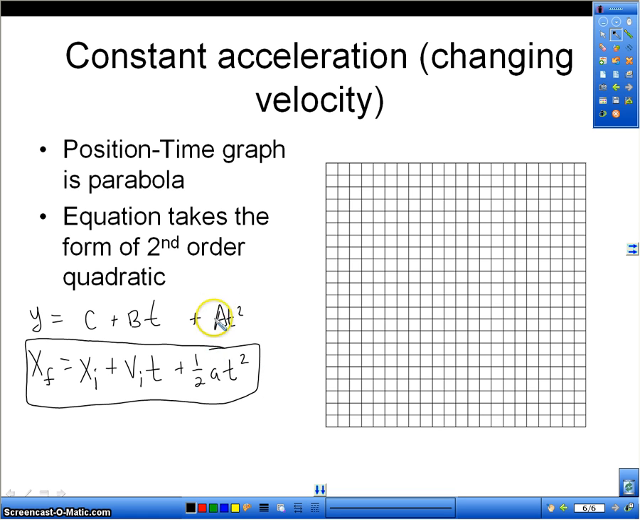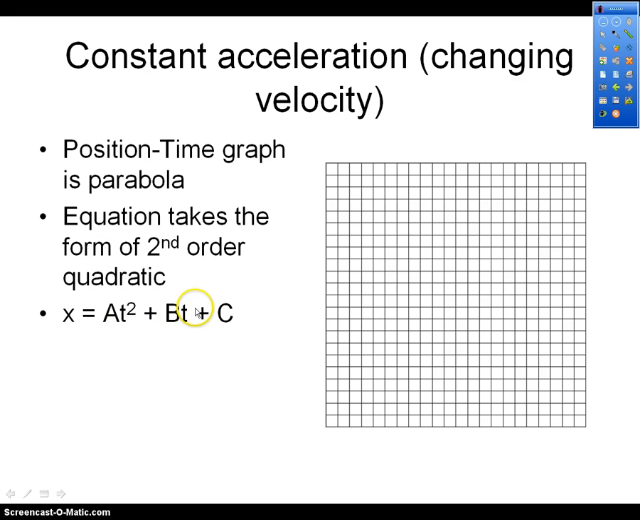And this capital A, whatever's in front of the t squared, is going to be 1/2 acceleration. The capital B, whatever's in front of the t, is going to be your v initial. And the capital C is going to be your x initial. So when you go to plot the position time graph and you see that there's a parabola, your x initial is going to be right here. Your v initial is actually the beginning slope, and to get the acceleration off of this is a little bit more complex. But that's the general idea, that we have a quadratic and it follows along with the equation of motion. So that's what I wrote right there.